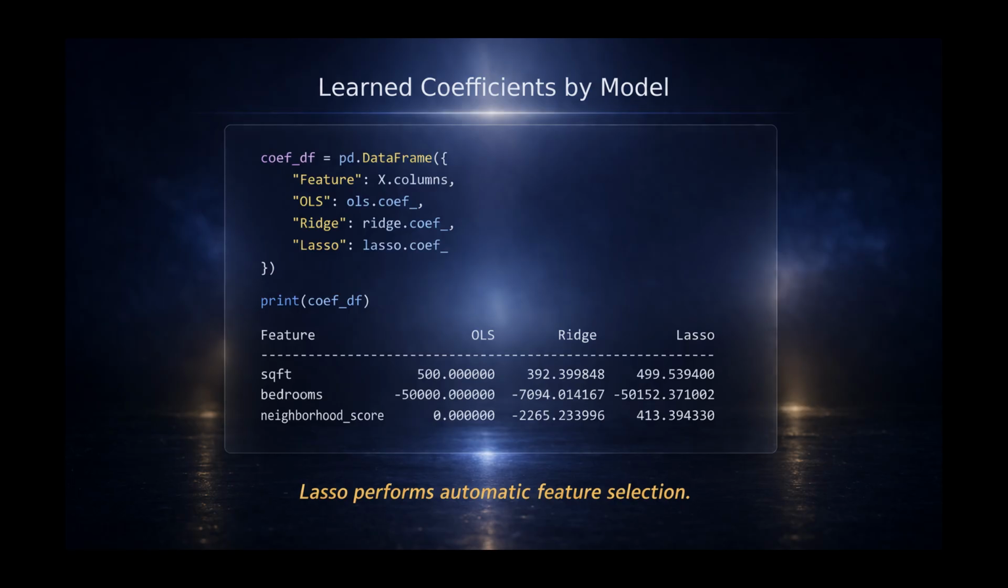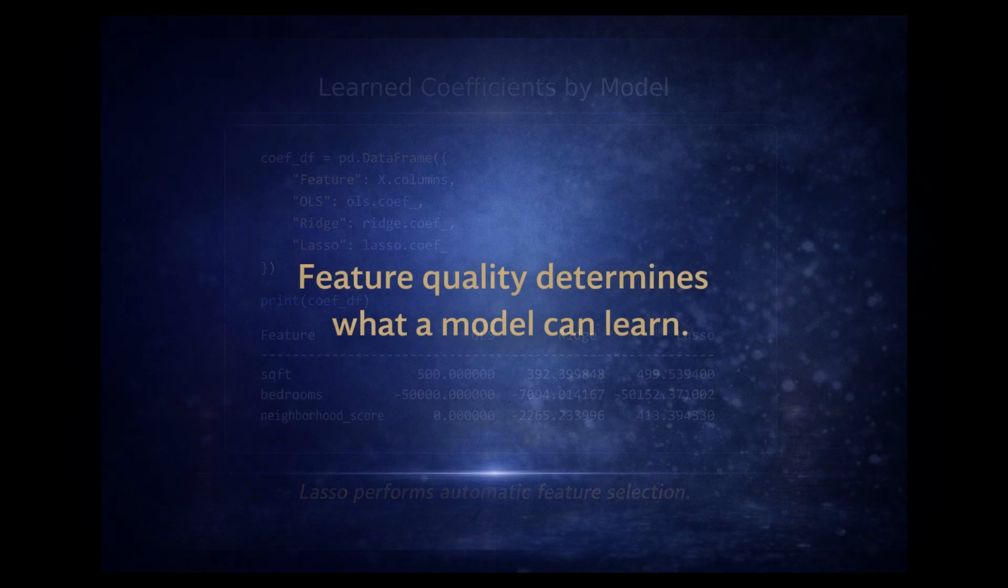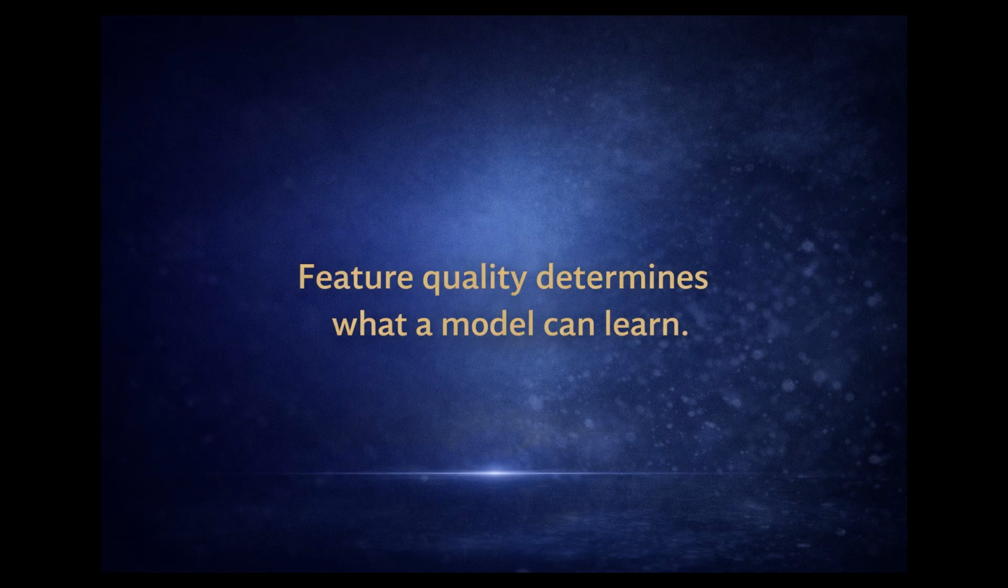That contrast is the real lesson. Lasso can perform automatic feature selection, and when weak or irrelevant features are present, it can push them to zero. But whether that happens depends on the data, the features, and the problem. And that brings the point of this video into focus. Feature quality determines what a model can learn.